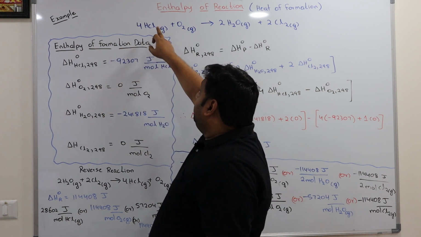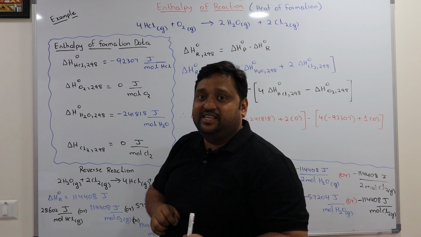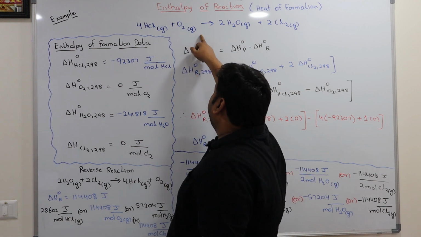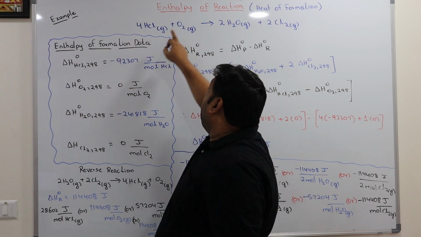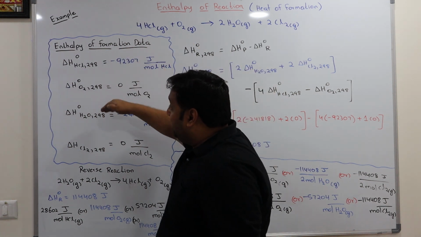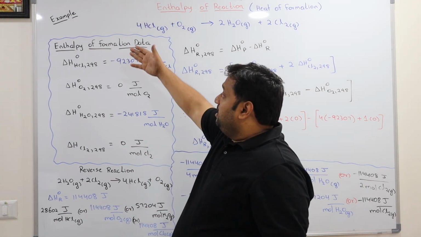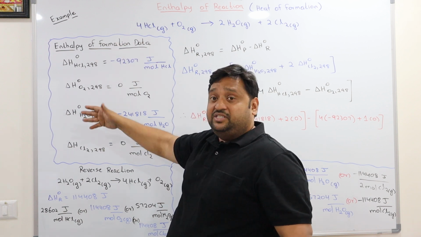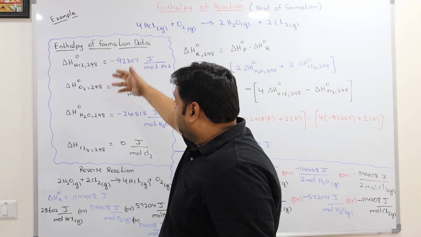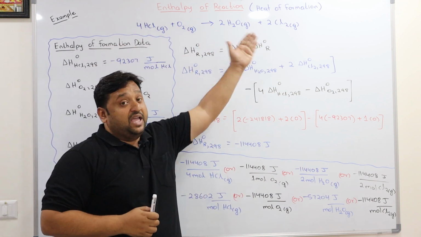You have to consider in which phase each compound is existing. The reaction is happening in the gas phase. That means you have to consider the enthalpy of formation data of all the compounds in the gas phase only. So assume that this is the formation data of all the compounds in the gas phase. Let us calculate the enthalpy of this particular reaction.